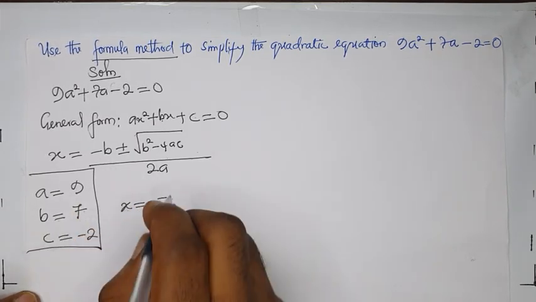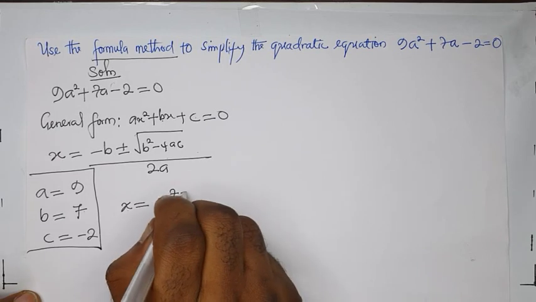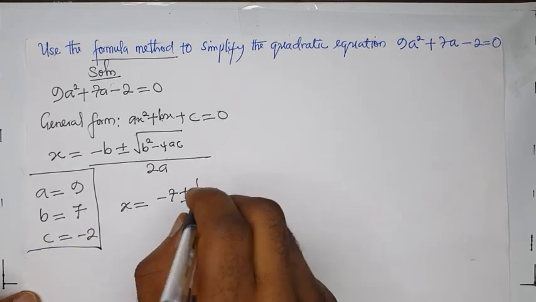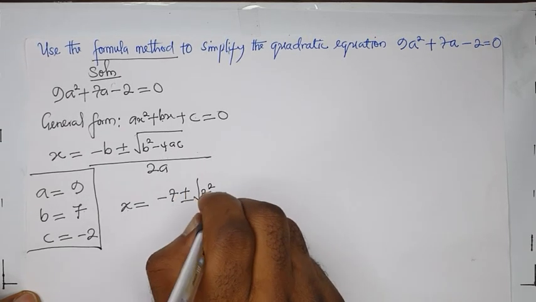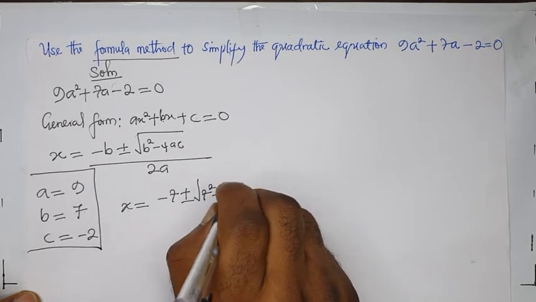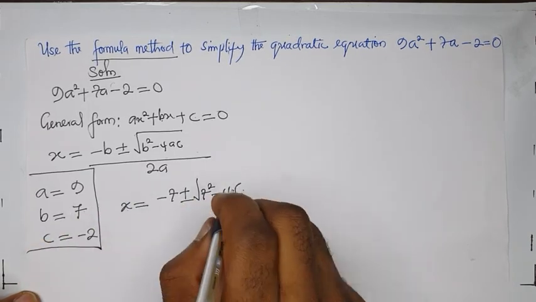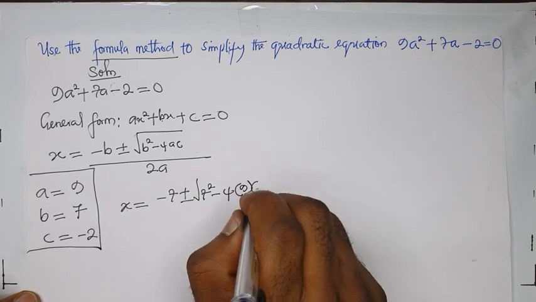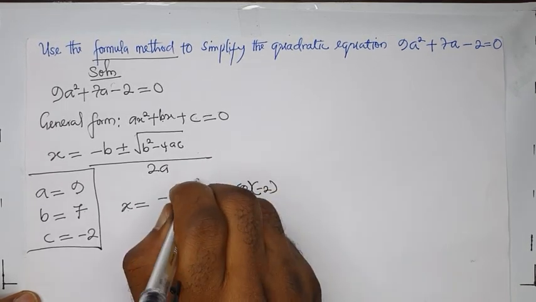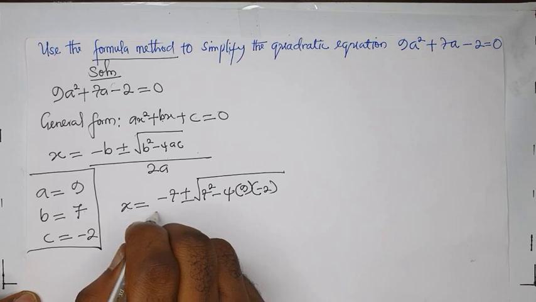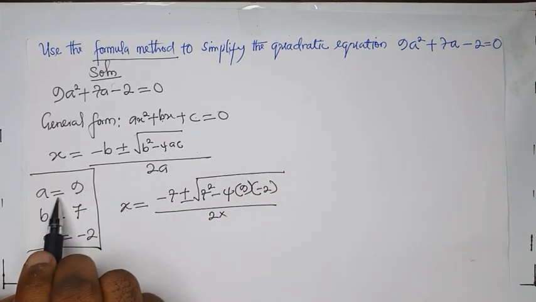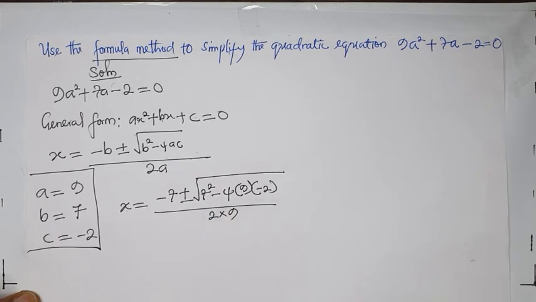X now is equal to negative, what's my b? My b is 7. So it's going to be -7 plus or minus the square root of b squared. What's b? 7 again. 7 squared minus 4 times, what's my a? My a is 9. So 4 times 9 times, what's my c? My c is -2. Close the bracket. These are all in the square root. All divided by 2a. What's 2a? That is 2 times a. And my 2 times a is 2 times 9, as you can see. Now we are good to go.